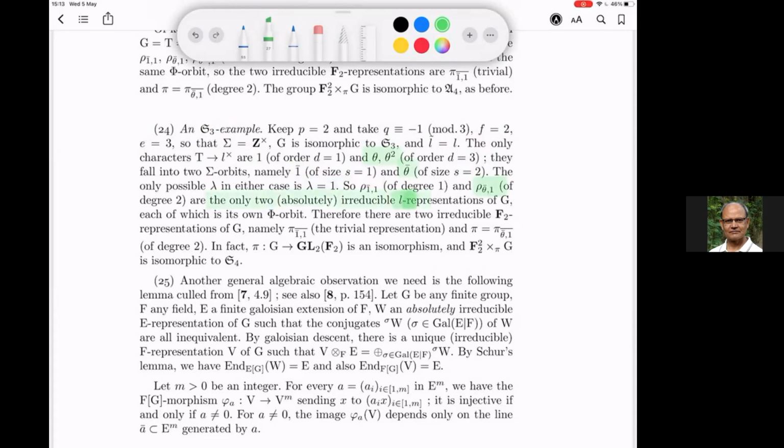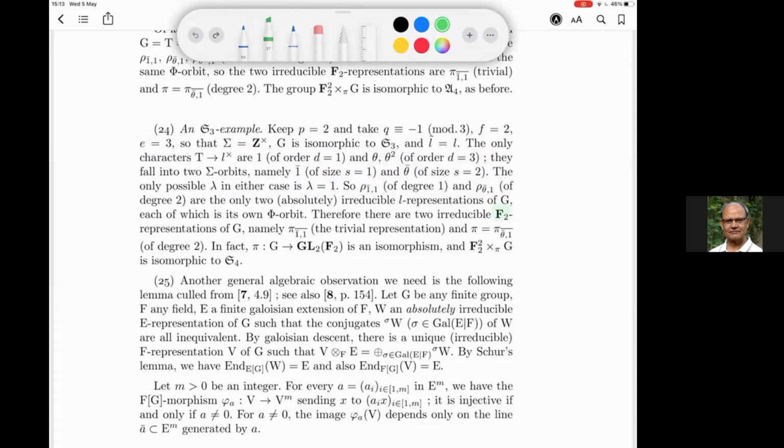These are the only, they are absolutely irreducible representations. Normally they are defined over L tilde, but here L tilde is equal to L. So you get these 2 representations of this S3 defined over your L.